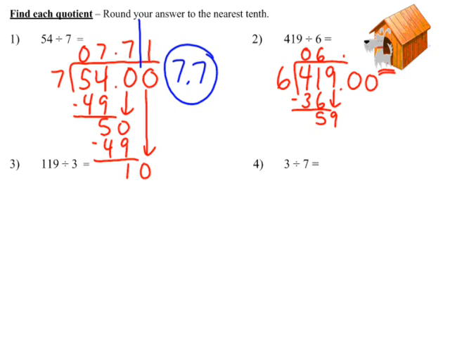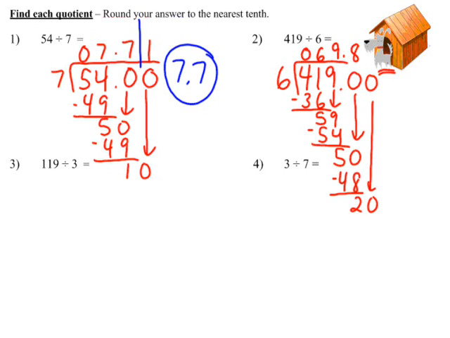Now 6 into 59 goes 9 times. That's 54. Subtract, we get 5. I'm going to bring down a 0. 6 into 50 goes 8 times. And we're going to bring down that last 0, and 6 goes into 2 3 times. So we have all the information we need. We're rounding to the nearest tenth, so that would be 69.8 or 69 8/10. Let's do a couple more.